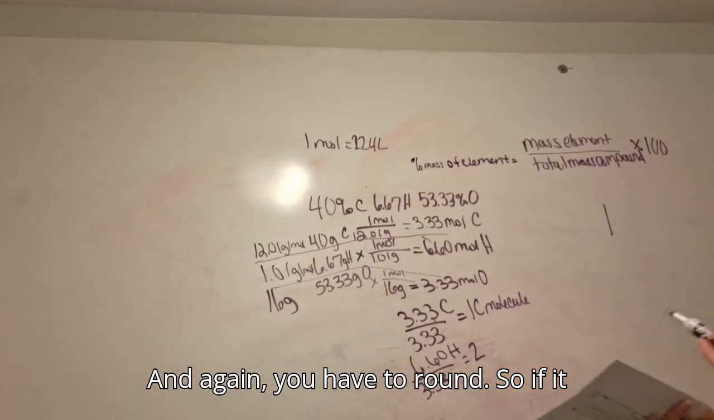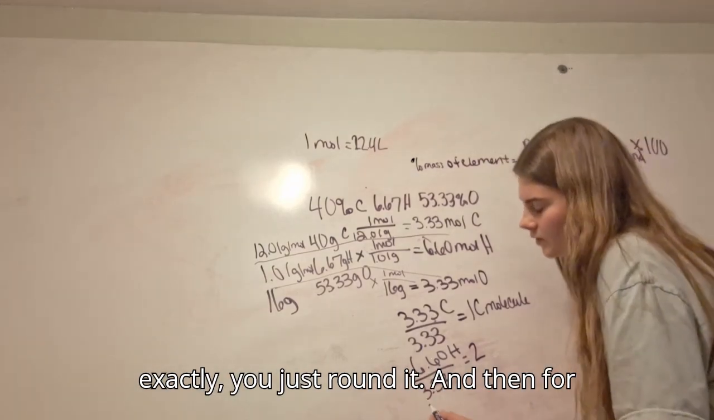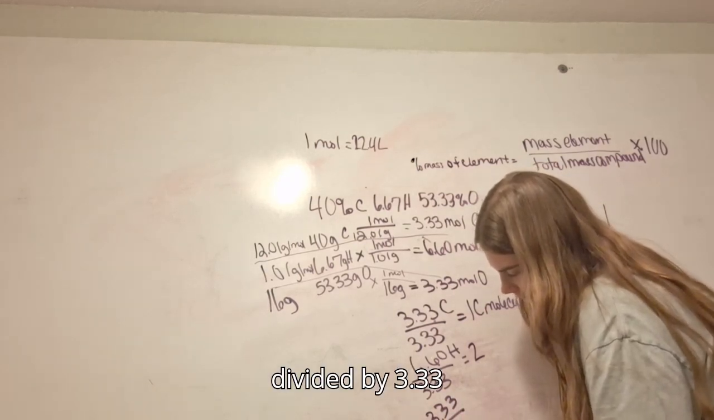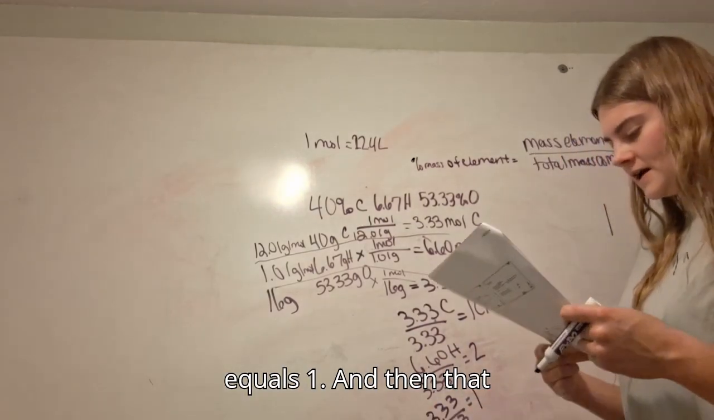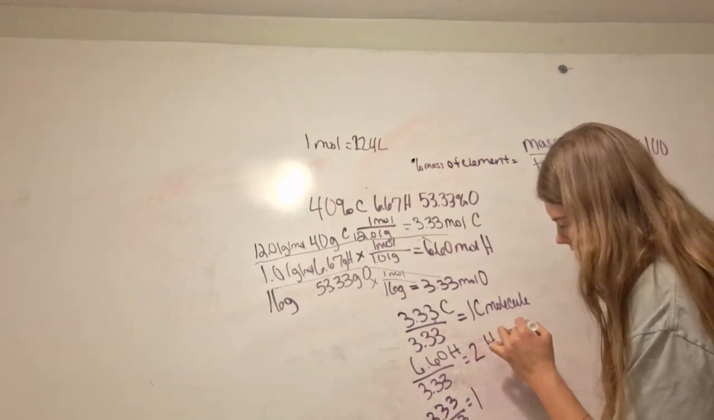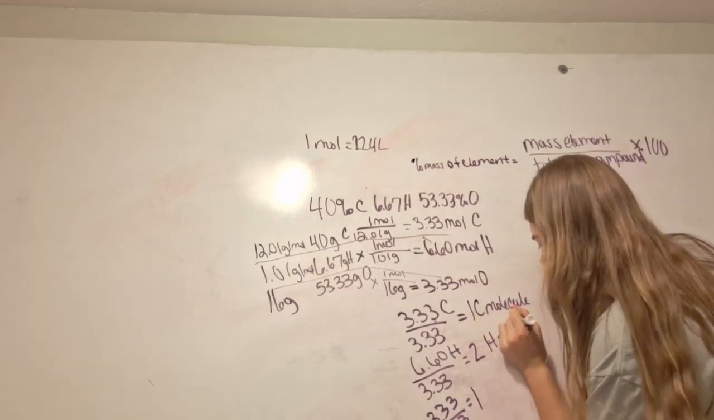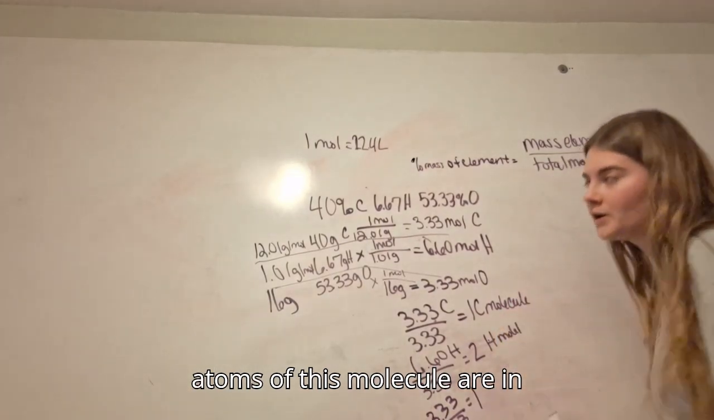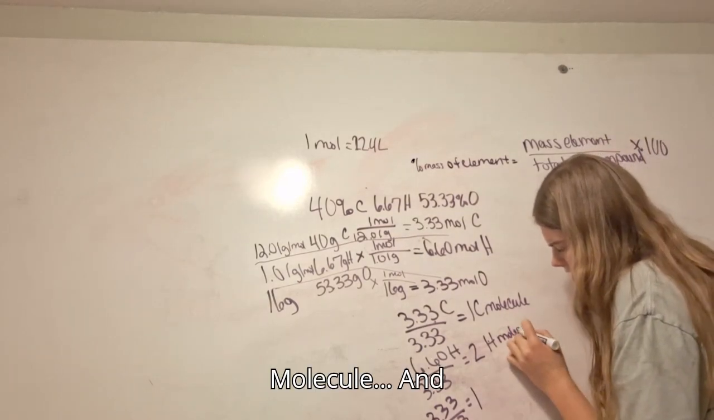And again, you have to round. So if it doesn't equal 2 or whatever number exactly, you just round it. And then for oxygen, 3.33 divided by 3.33 equals 1. And then that helps us determine how many atoms of each element are in this molecule.